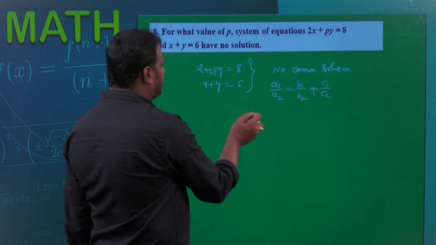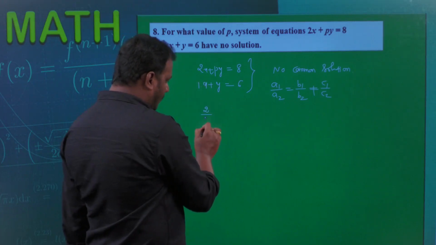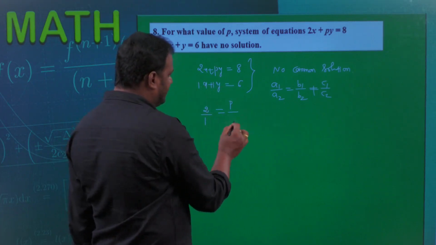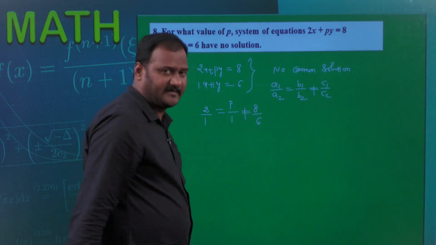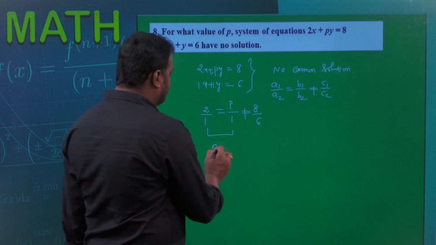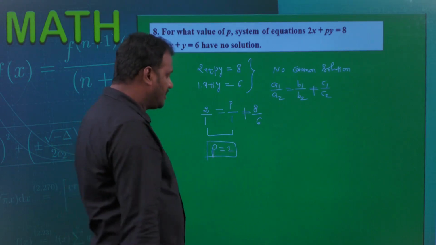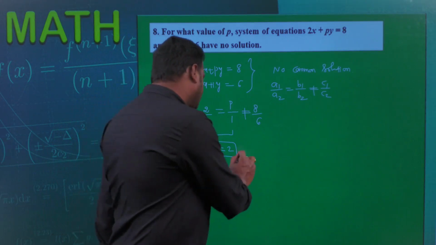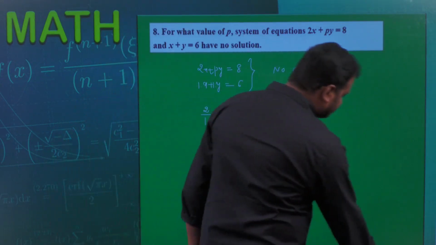Substitute them here. a1 by a2, a1 is equal to 2 by a2 is equal to 1, equals b1 by b2, that is p divided by 1, is not equal to c1 by c2, that is 8 by 6. Since these two terms are equal, p into 1 is equal to p, which is equal to 2 ones are 2. So the value of p is equal to 2. Of course you can write it as 2 by 1 is not equal to 8 by 6. So therefore the possible value of p is 2.